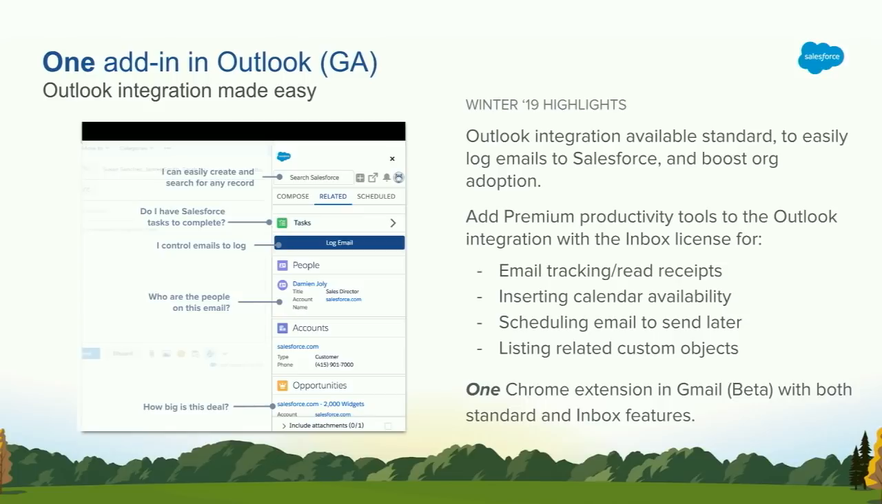Our email apps are really differentiated by our platform and our intelligence. It's really unique that you can customize your email experience using our drag and drop app builder capabilities. So you can provide a different email experience per user profile if you want. And in Winter 19, we've made that all possible with one unified Outlook email add-in. That unified add-in is also coming to Gmail in beta this release and generally available next release, subject to the safe harbor message, of course.